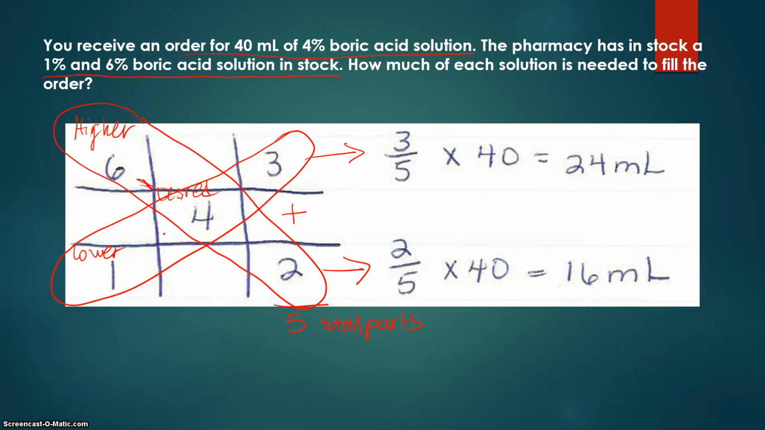So we do 3 parts of the 6% over the 5, which is the total parts, times the amount we want to make, or volume. It's the 40 ml. And that gives you 24 milliliters. Now we do 2 divided by 5. So 2 parts of the 1% over 5 total parts times 40, the amount we want to make, equals 16 ml. Now we add it up. 24 plus 16 gives you what?